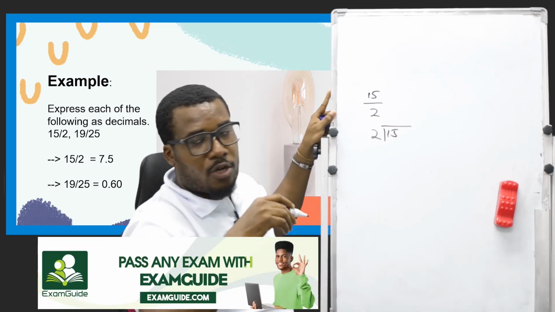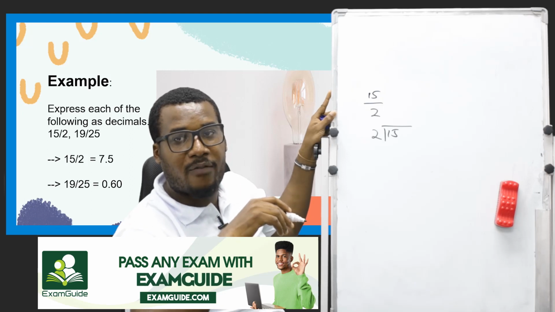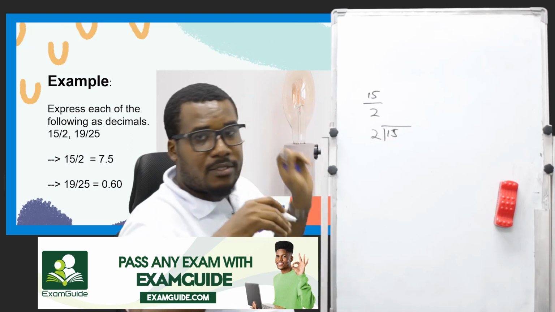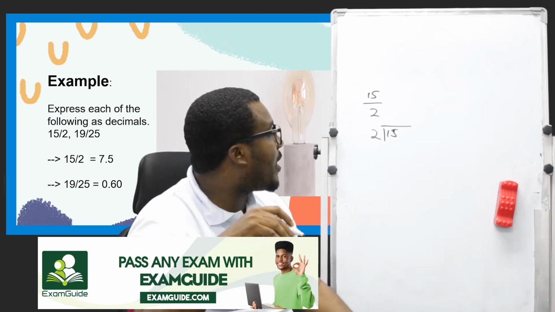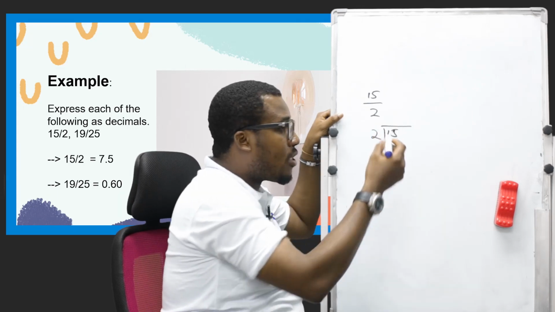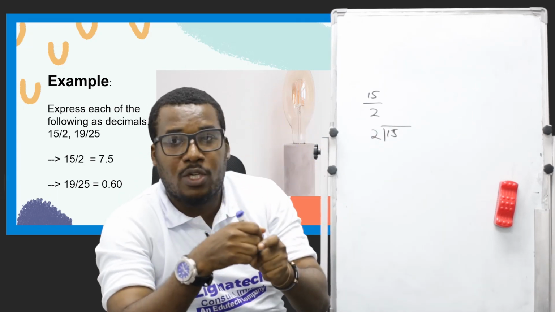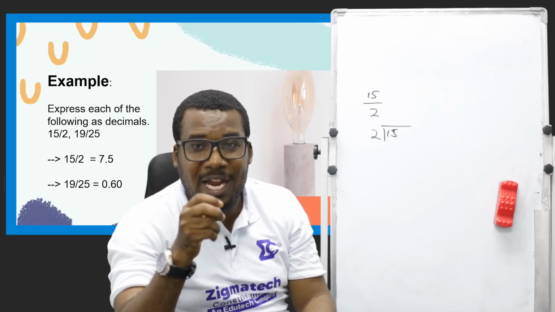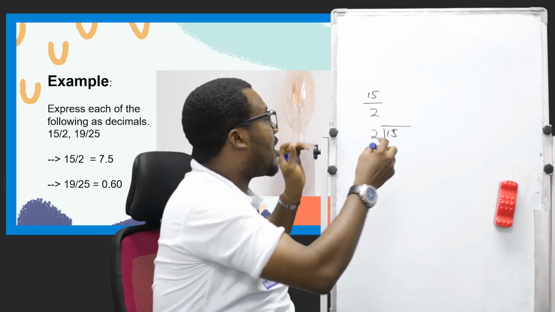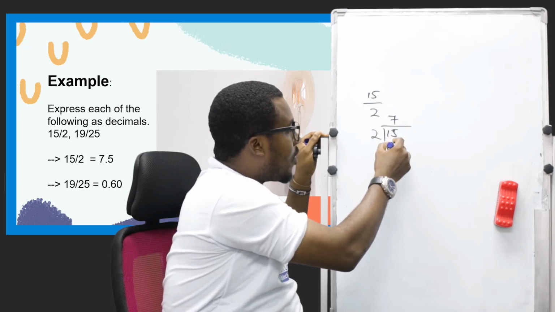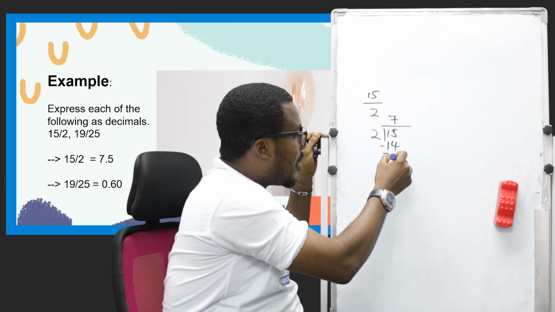2 is the denominator, so it is the divisor here. He's the one dividing. 15 is what you're dividing, the dividend, and that will give you your quotient. Now, 2 into 15, the closest number you can get when you multiply 2 will be 14. And the number that times 2 to give you 14 is 7. 7 times 2 will give you 14, and this will be 1.